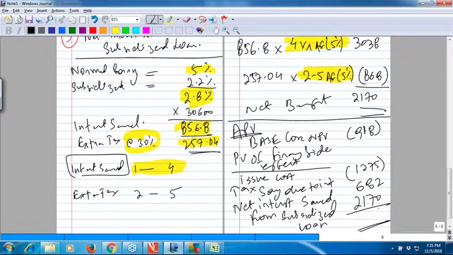Resultingly, we will have the APV, the adjusted present value, as 659. Are you people okay with this?